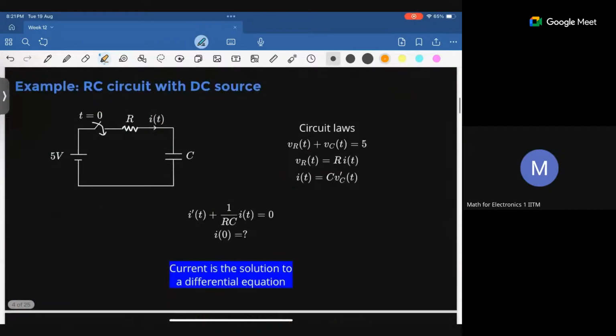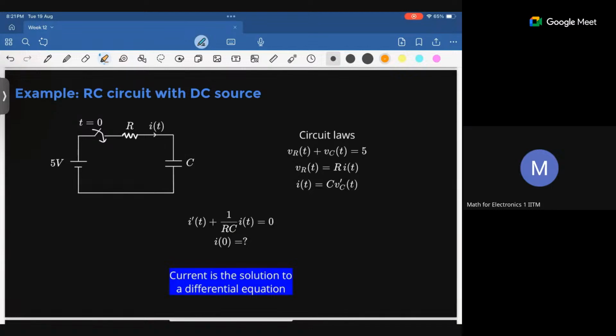Okay. So there is one more example which is related to our electronic circuits, which is an RC circuit with constant source.